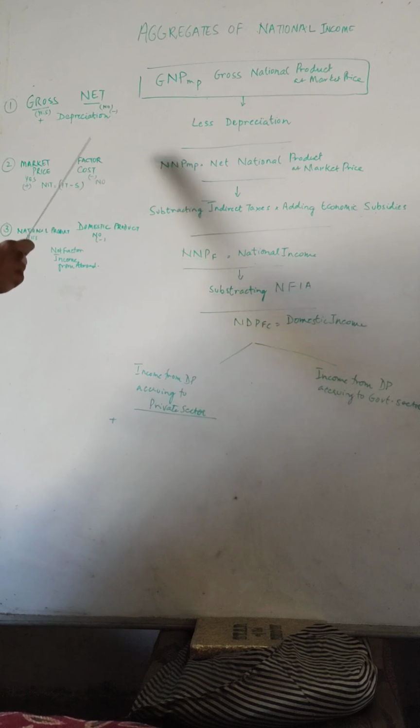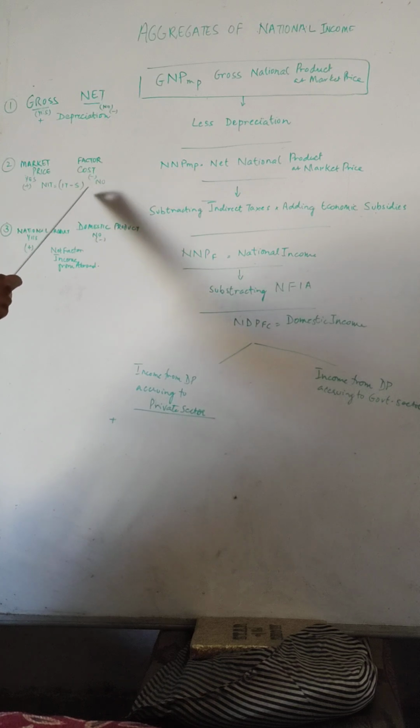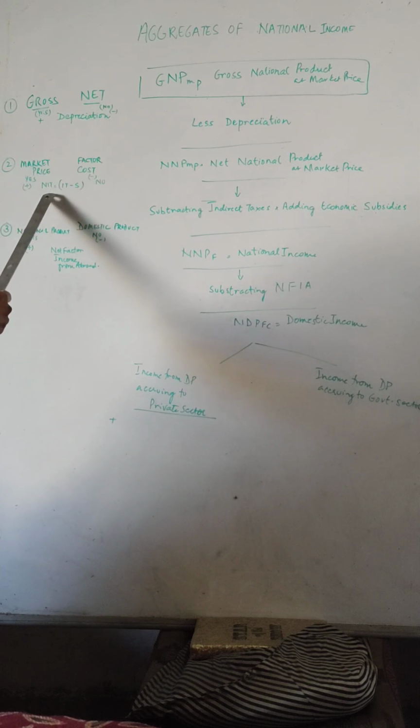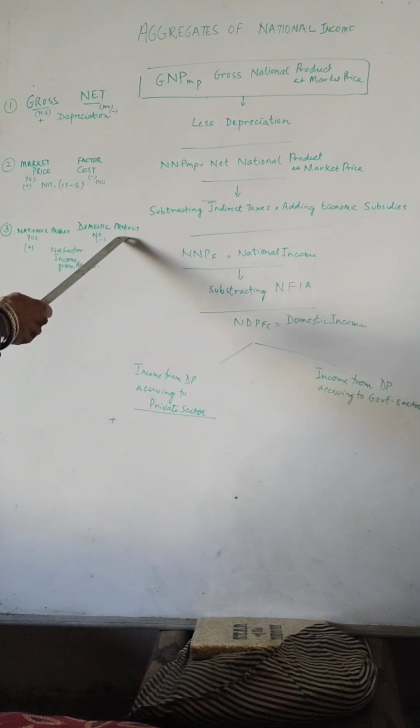Okay. And if you want to go from factor cost to market price, then you will add up net indirect tax. So does factor cost have net indirect tax? No. Does market price have net indirect tax? Yes. Okay. Now we have something known as national product and domestic product.